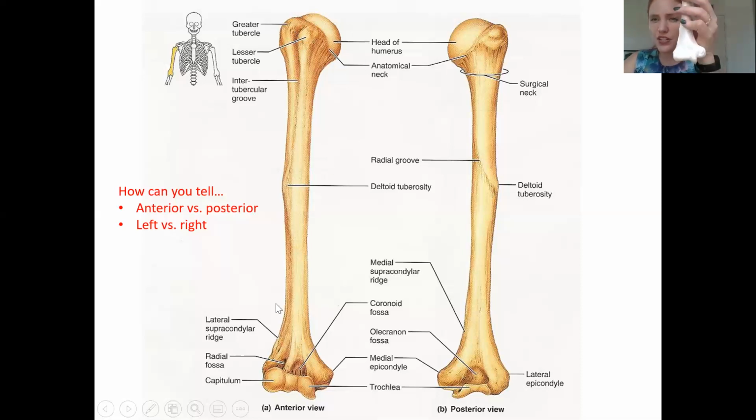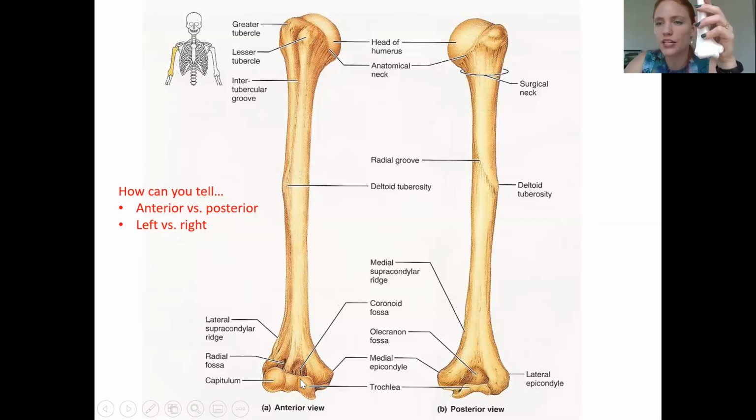Looking at the distal end, you're going to see two distinctive articulation points. They're going to be smooth because they come in contact with other bones. You have one that is very round. That is called the capitulum. The one that's super round is the capitulum. And then the one next to it is called the trochlea.